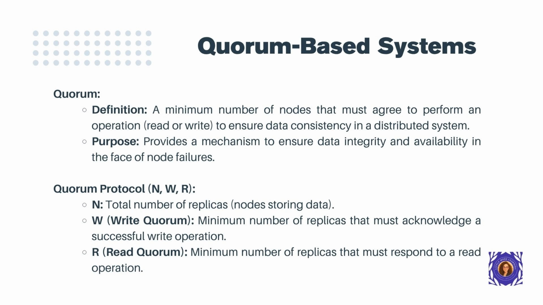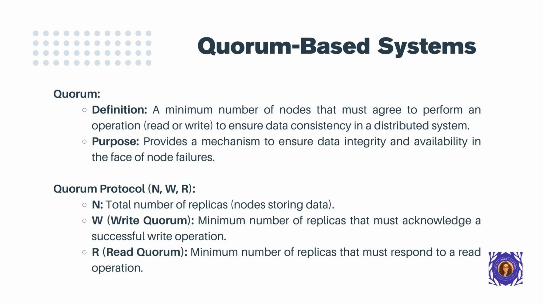In distributed systems, especially those that prioritize high availability and involve data replication, quorum-based systems provide a powerful and flexible mechanism to manage data consistency effectively. A quorum refers to a minimum number of nodes that must actively participate and agree, either by acknowledging a successful write operation or by responding to a read request, for a distributed operation to be considered successful. The fundamental purpose of using quorums is to achieve a balanced trade-off between data integrity, consistency, and availability in the face of node failures or network partitions.